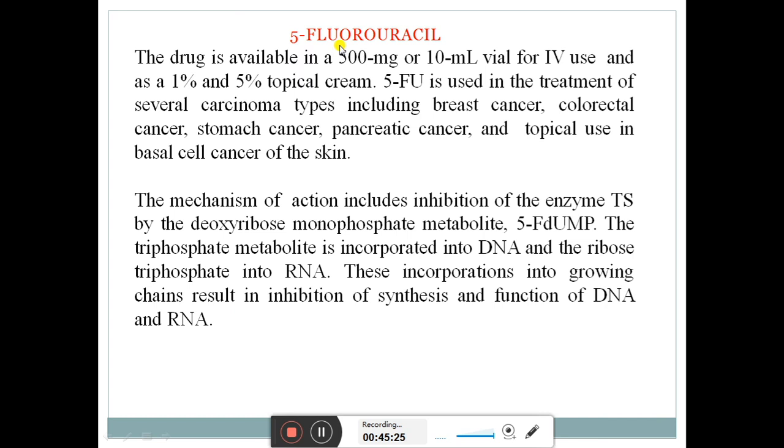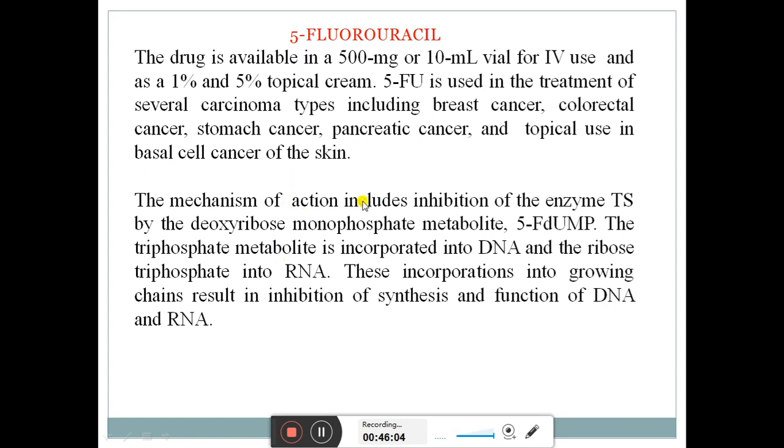The first drug is 5-fluorouracil. From which class is it? It's a pyrimidine derivative or pyrimidine analog. This drug is available as 500 milligram in a 10 ml vial for intravenous use. It is also given in the form of a 1% to 5% topical cream. This is used in the treatment of several carcinoma types including breast cancer, colorectal cancer, stomach cancer, pancreatic cancer, and the topical use is in basal cell cancer of the skin.